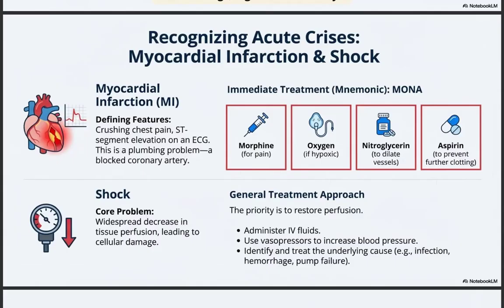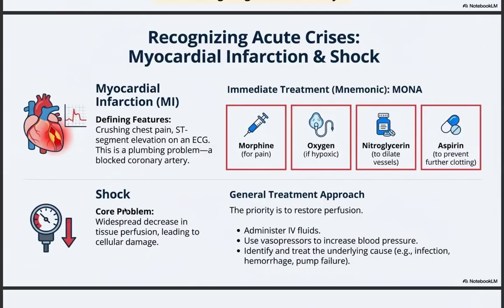And then the other thing to make sure that you keep in mind is that they can go into shock because of their MI. The reason they go into shock is that the area with reduced blood flow can obviously decrease the tissue perfusion, and that leads to cellular damage. So we have to make sure that we're going to cath lab within 90 minutes for a STEMI to make sure we open that artery back up and increase perfusion.